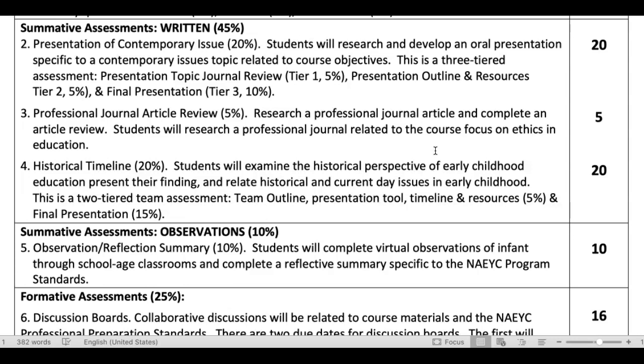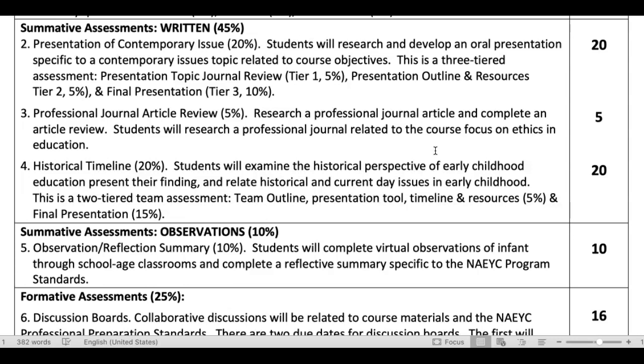In this case, tier 2 is your presentation outline, including the resources that you have identified to support your research, and ultimately the final tier 3, your final presentation. So again, tier 1, 5%, tier 2, another 5%, each time receiving feedback from your instructor, and then that will culminate with your final presentation, which will be an auditory presentation, and that tier 3 is worth 10%.